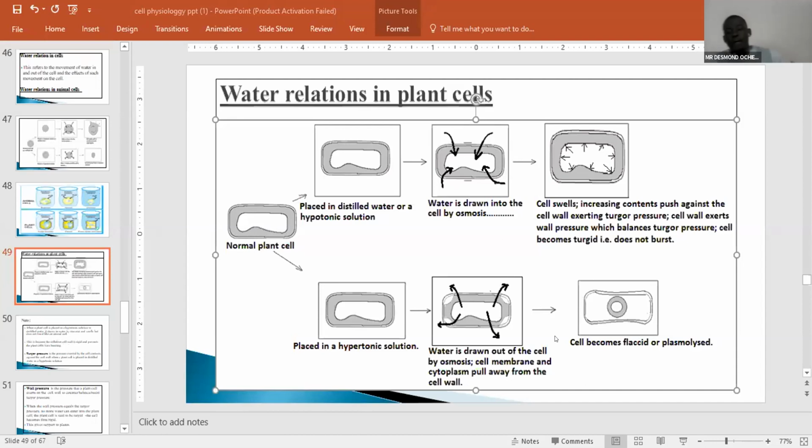Now, when a plasmolysed cell is placed in a hypotonic solution, this cell that you're seeing here will gain water by osmosis, or it will draw water from the hypotonic solution by osmosis, and then it becomes turgid. So the process of reversing plasmolysis is called deplasmolysis. So deplasmolysis is the opposite of plasmolysis.